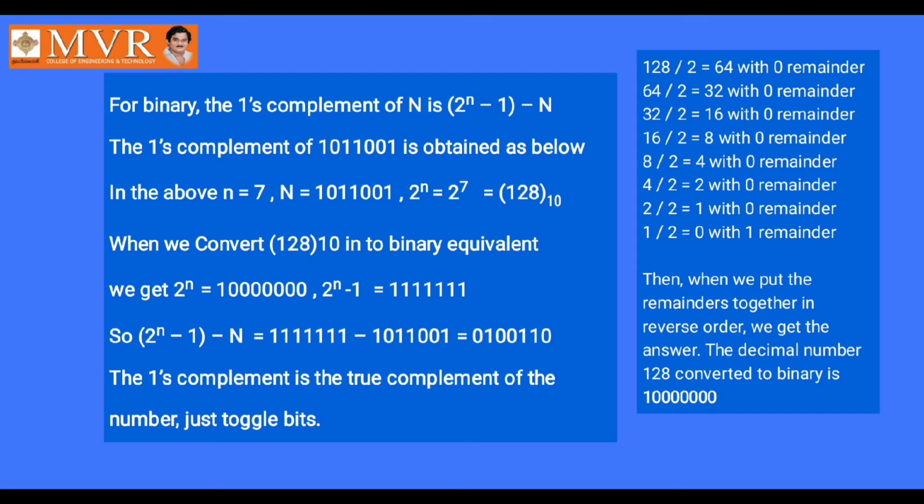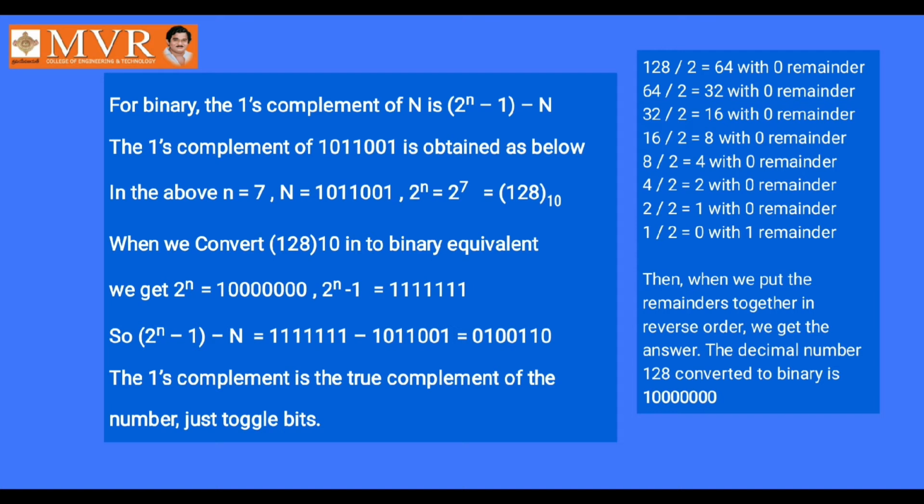Again, you see the bits are toggled. The original number is 1011001. The r minus 1 complement is: wherever 1 is there, you put 0, and wherever zeros are there, you put 1. So 0100110. Same toggling, altering zeros and ones, you will get the r minus 1 complement. Then you know how to get the r's complement: simply add a 1 to the last bit. This is another way of calculating the r minus 1 complement and r's complement in a scientific manner.